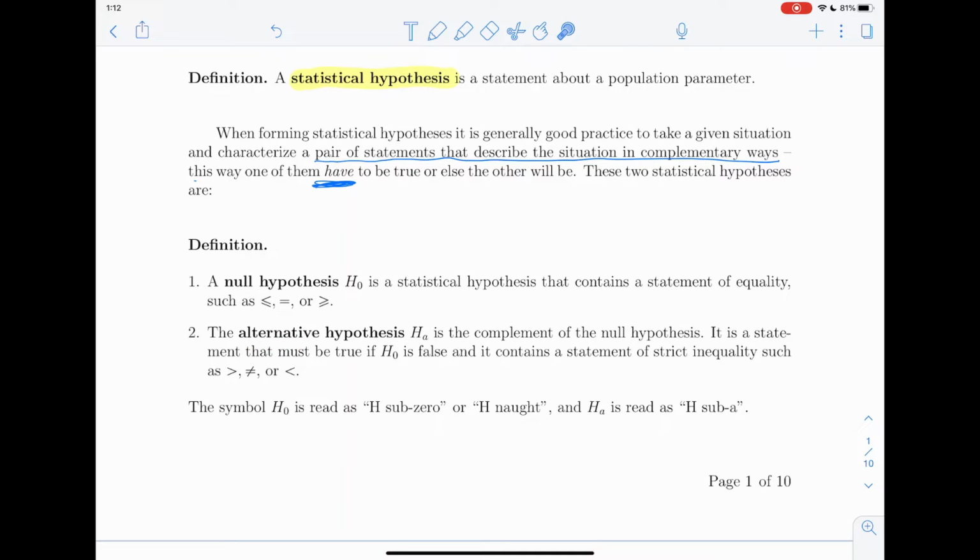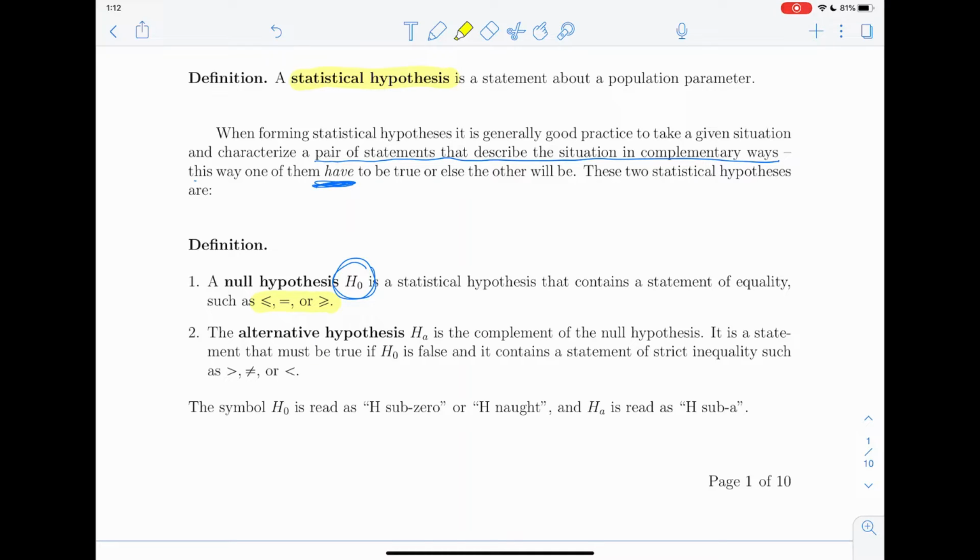But for our purposes, you don't have to worry too much about where the names come from. We're just going to accept that the null hypothesis we're going to call H naught, or H sub 0. This is going to be any statistical hypothesis that contains a statement of equality. What that means is that candidates for this are going to be less than or equal to, or greater than or equal to.